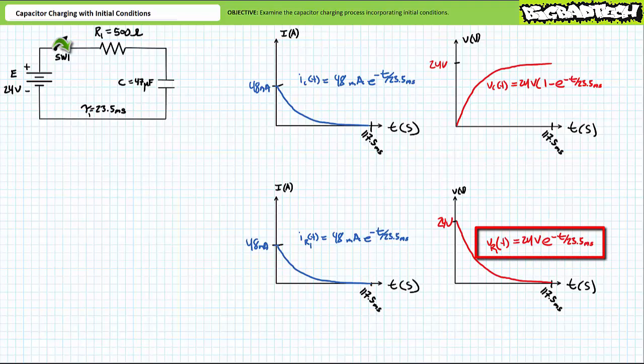Finally, voltage across the resistor, VR1 of t, during the charging process was 24 volts times e to the negative t over 23.5 milliseconds. Voltage across the resistor surged 24 volts and decayed to 0 volts by 117.5 milliseconds.